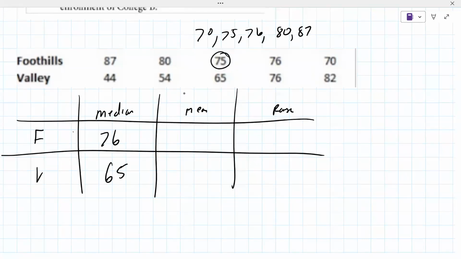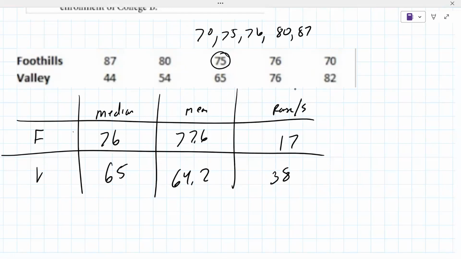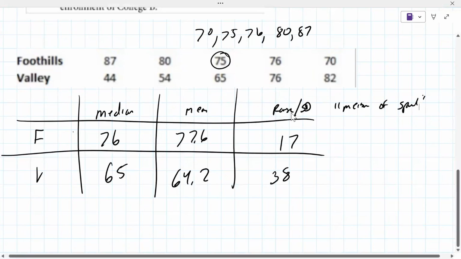And then mean? 77.6. Okay, and for the other one? 64.2. Okay, and then the range? 17 and 38. Yes, good. Okay, excellent. All right, now you want to think range and standard deviation are related. They're both measures of spread. And they're a pretty good indicator of both.